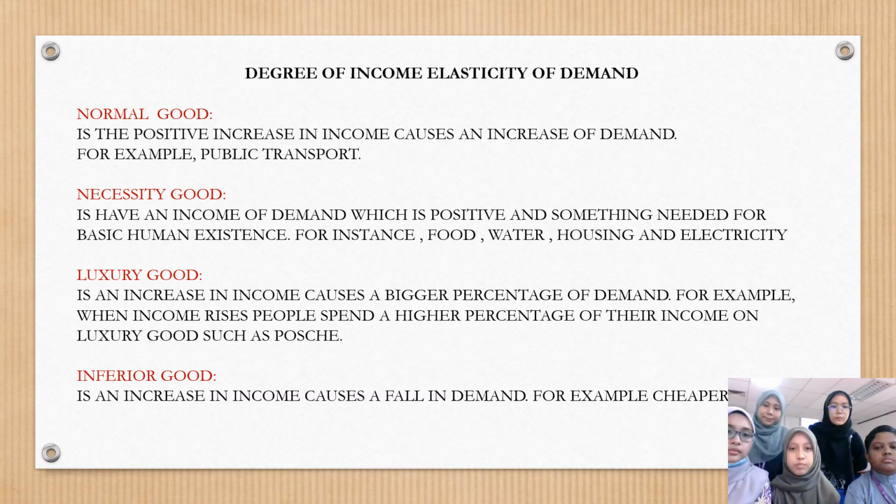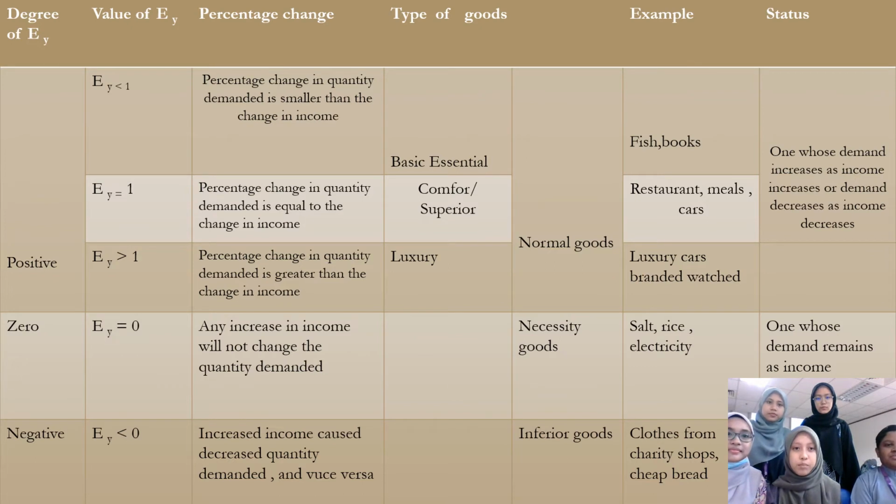For example, when income rises, people spend a higher percentage of their income on luxury goods such as portions. An inferior good is one where an increase in income causes a fall in demand, for example, cheaper goods. Degree of EY: positive. Value of EY.